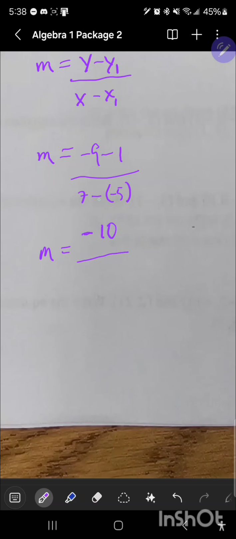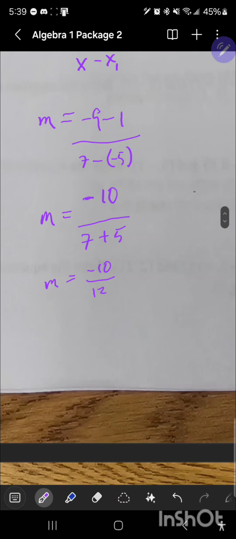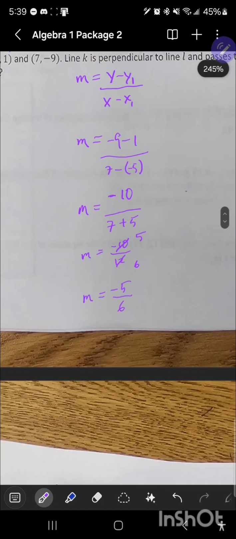Now, as you can see here, this is minus, minus. When we have two minuses together, it just makes a plus. So this is the same as 7 plus 5. I have already explained that before, but just in case. So m equals negative 10 over 7 plus 5, which is 12. Now we can simplify this. 10 divided by 2 is 5. 12 divided by 2 is 6. So I will say m equals negative, we keep the sign, 5 over 6. And this is our slope.